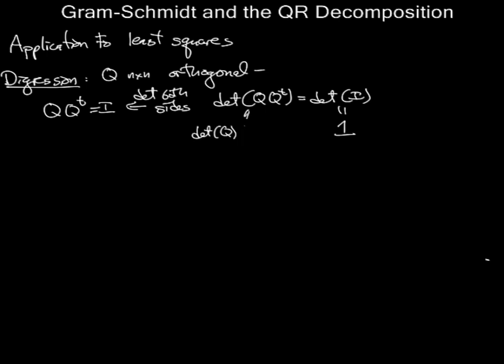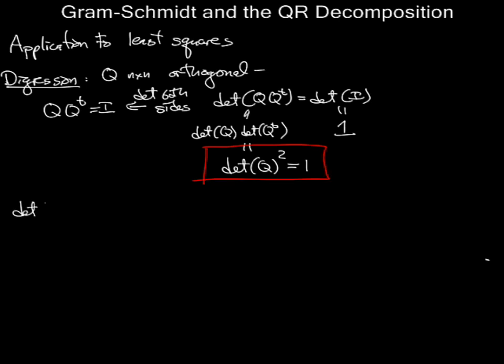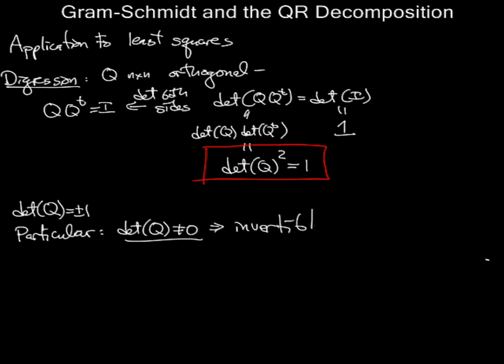And on the left-hand side, you get the determinant of Q times the determinant of Q transpose. Well, those two things have the same determinant, so you conclude that the determinant squared is equal to 1, which is to say the determinant itself is plus or minus 1. And for what I'm talking about here, what's important is that it's non-zero. So that's an important fact. An orthogonal matrix is always invertible.